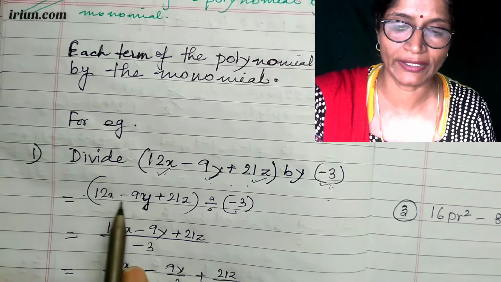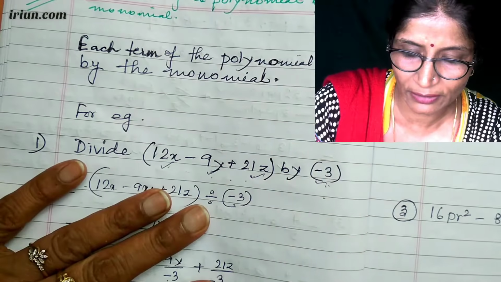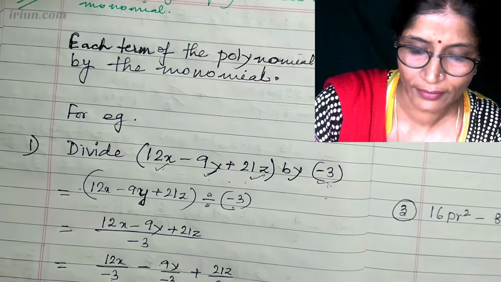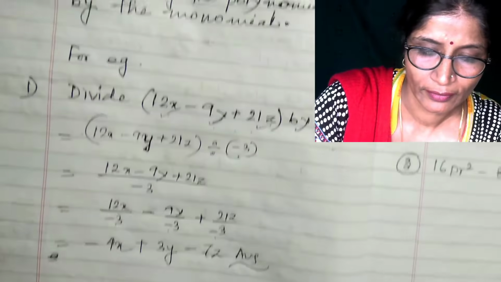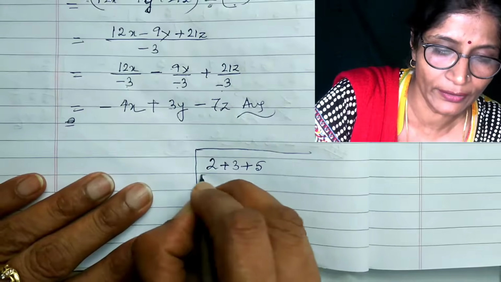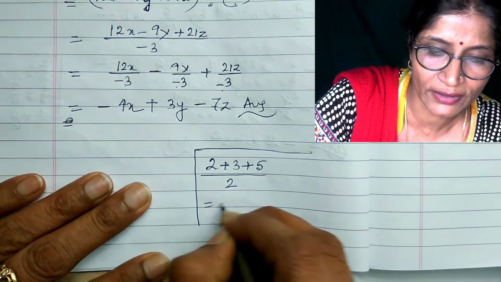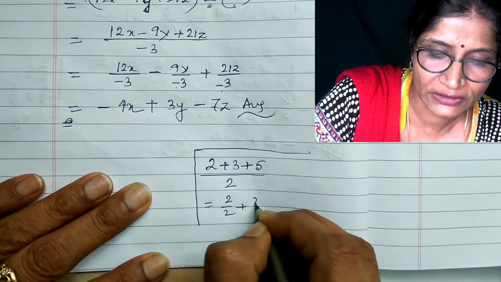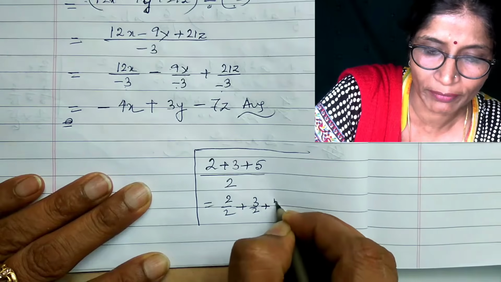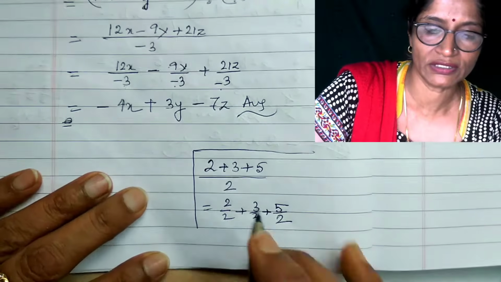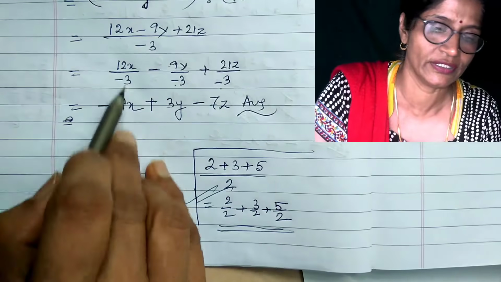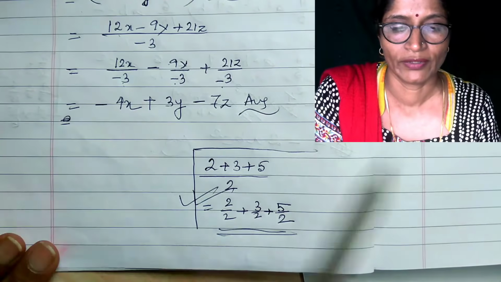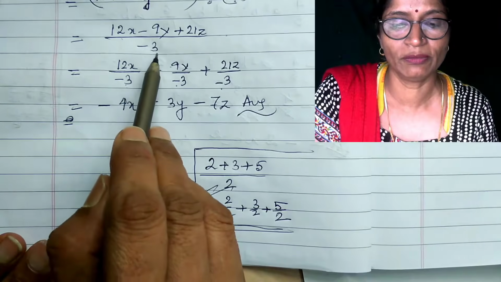So each term is divided by this. Like in arithmetic, suppose I write 2 plus 3 plus 5 divided by 2. What it indicates? It is 2 by 2 plus 3 by 2 plus 5 by 2. Same thing, whatever I am doing here in arithmetic, the same I will do here in algebra also. Each term is divided by minus 3.